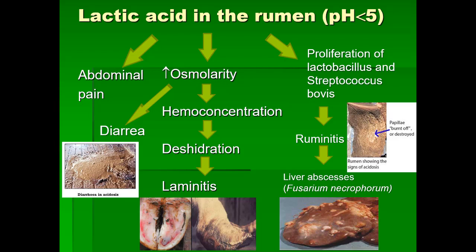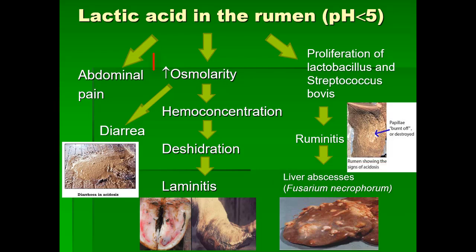The protozoa and the gram negatives disappear, and the lactic acid lowers the pH and causes ruminitis with destruction of the rumen papillae. And when the acidosis does not kill the animal and is just borderline toxic, there will be bacteria like Fusobacterium necrophorum that enters the portal circulation. It gets to the liver and produces abscesses, which are usually found in animals that go to the slaughterhouse.